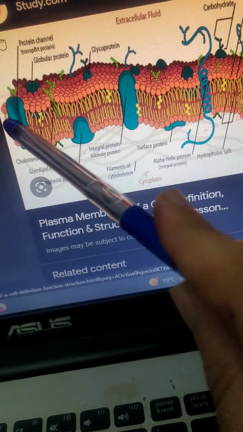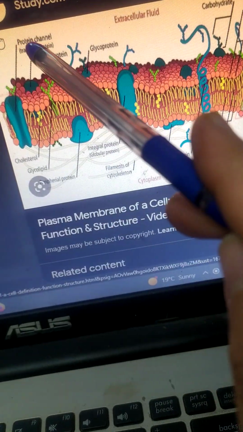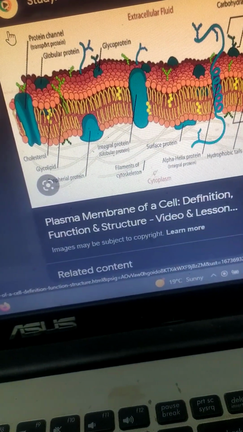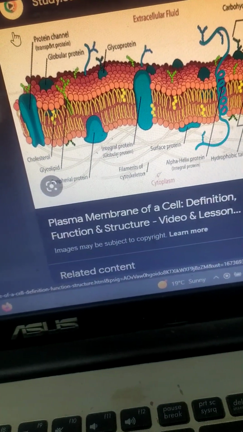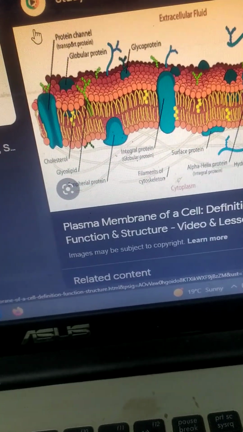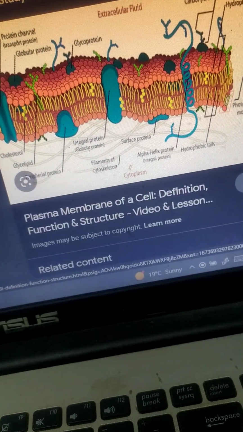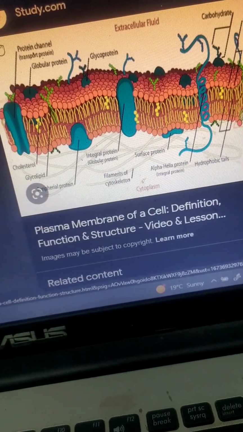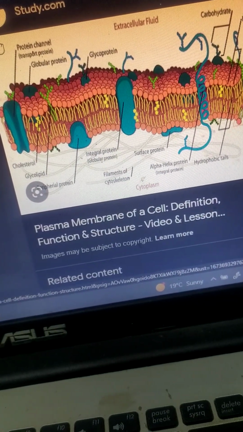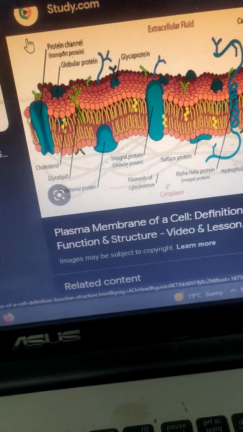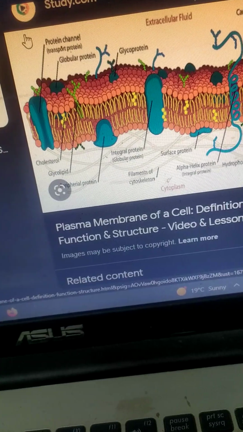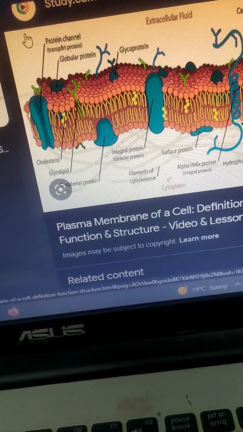This protein channel is also protein. This protein channel is the transport proteins. And here carrier protein is also present in this structure. Proteins are present in association with the cell membrane so that the water soluble substance can pass through it.